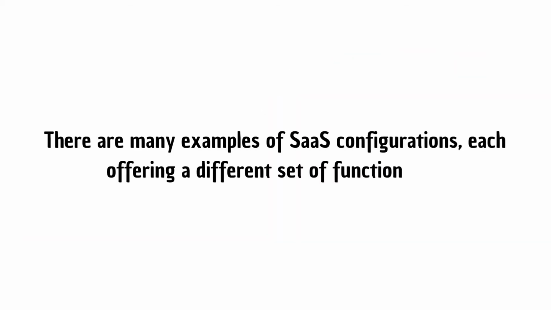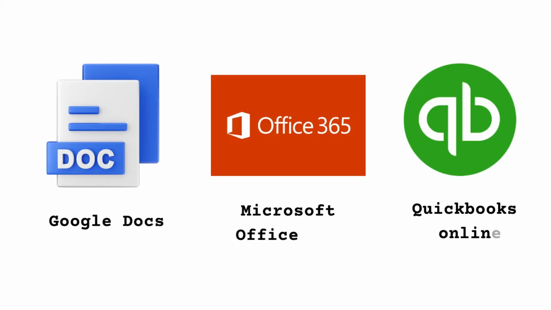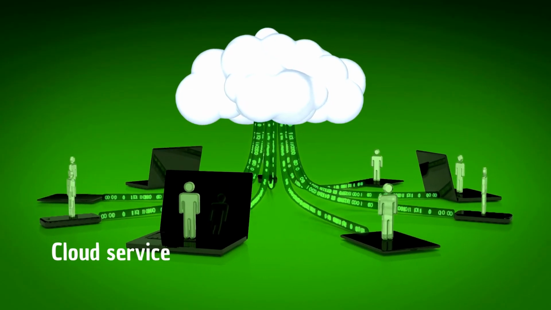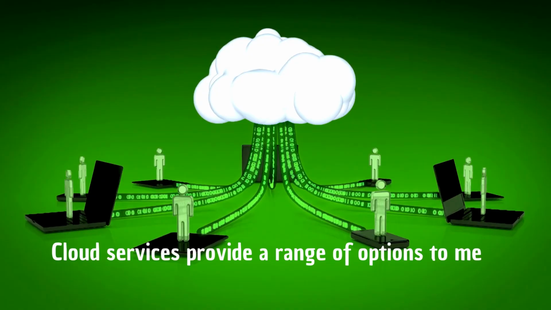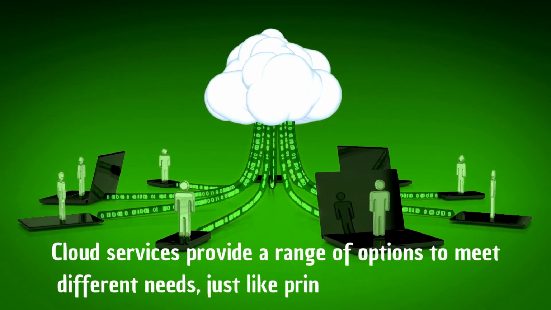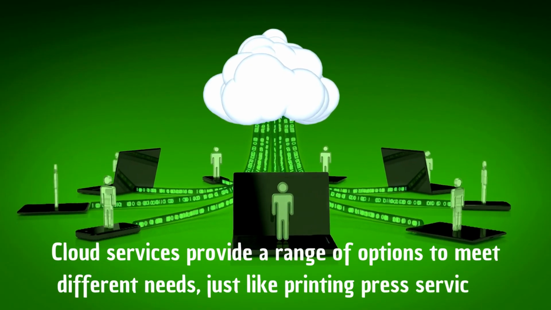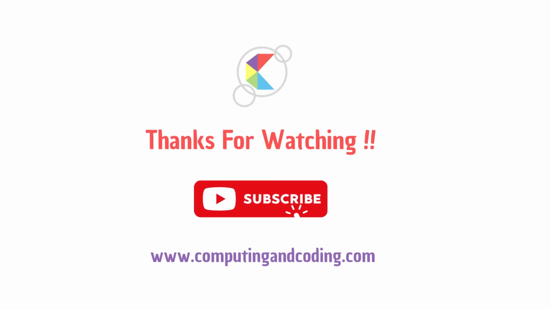There are many examples of SaaS configurations, each offering a different set of functionality. Google Docs, Microsoft Office 365, and QuickBooks Online are all examples of SaaS products. In conclusion, cloud services provide a range of options to meet different needs, just like printing press services. Whether you need the raw materials, a platform to develop on, or a complete solution, there's a cloud service that's right for you.